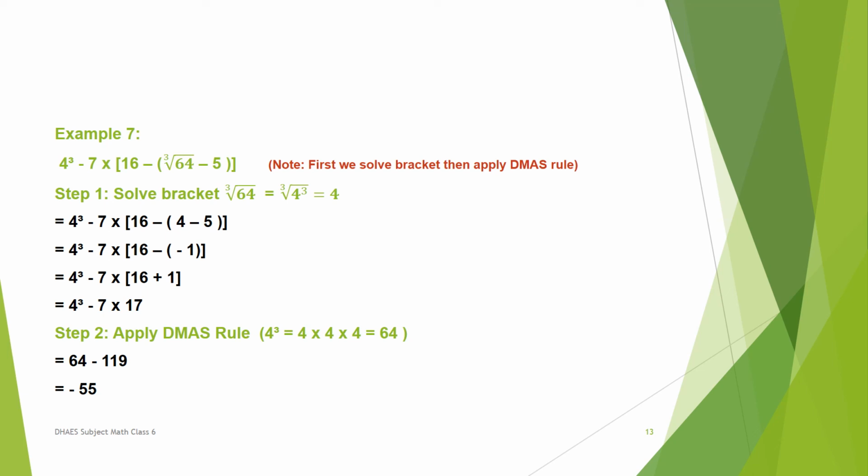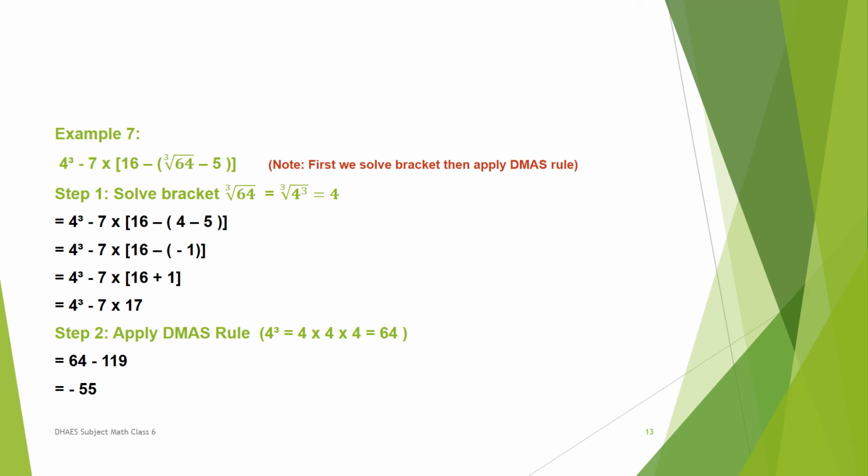Then we have 4 cube minus 7 multiply bigger bracket 16 minus smaller bracket minus 1. So solve this smaller bracket. We have negative terms, then negative terms. As we know the multiplication rule, negative multiply with negative we get positive. So we have in the bigger bracket 16 plus 1. 16 plus 1 becomes 17. So we have 4 cube minus 7 multiplied by 17. 4 cube means 4 multiplied 4 multiplied 4 we get 64, and 64 minus 7 multiplied by 17.